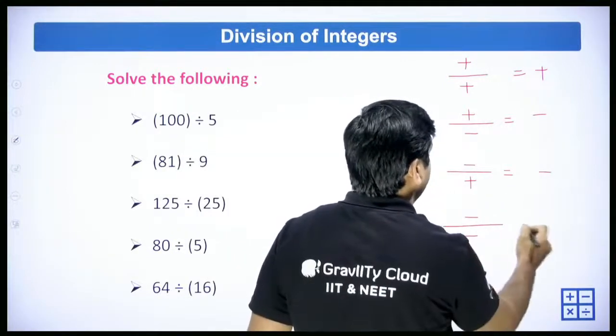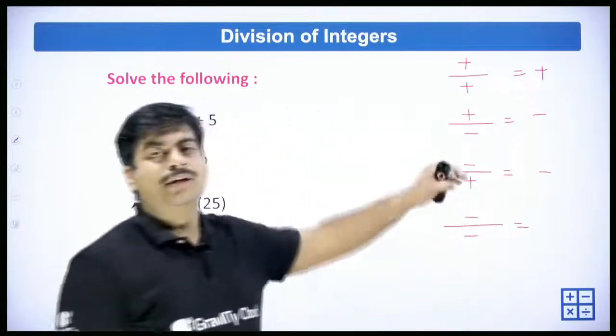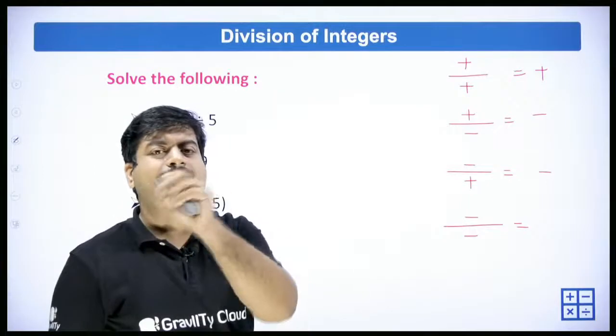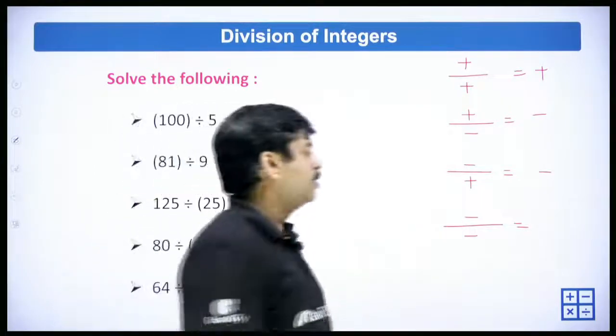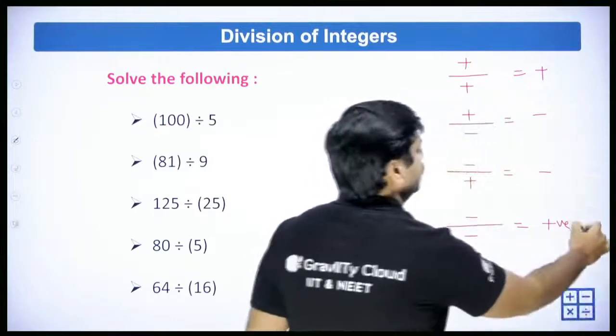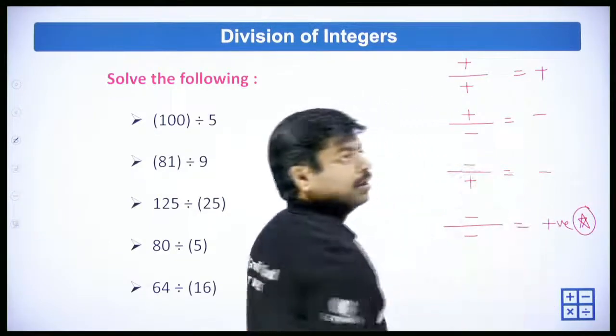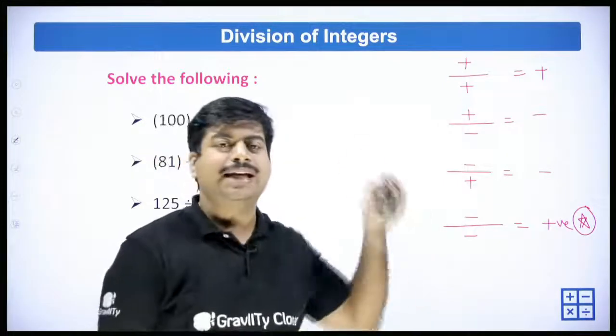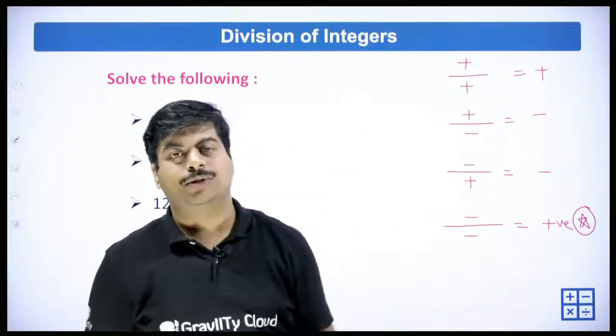Negative divided by negative, that is very important. Negative divided by negative, just like negative into negative, which is positive. So negative divided by negative is also positive. This last thing is very important. Just like in multiplication negative into negative is positive, in the same way negative divided by negative is also positive.